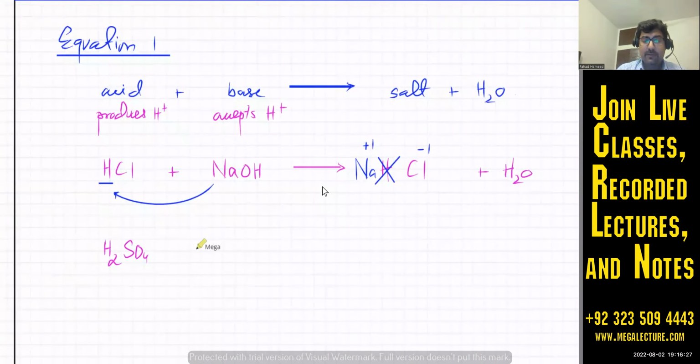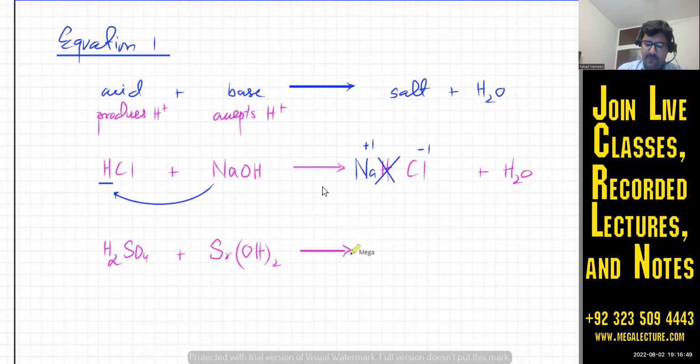So strontium is group 2, +2. Hydroxide, that's OH -1. So it's going to be Sr and OH twice, right? So how did I tell you to form this salt? Water will be formed. This is an acid-base reaction. So you'll have water, which will be formed, right?